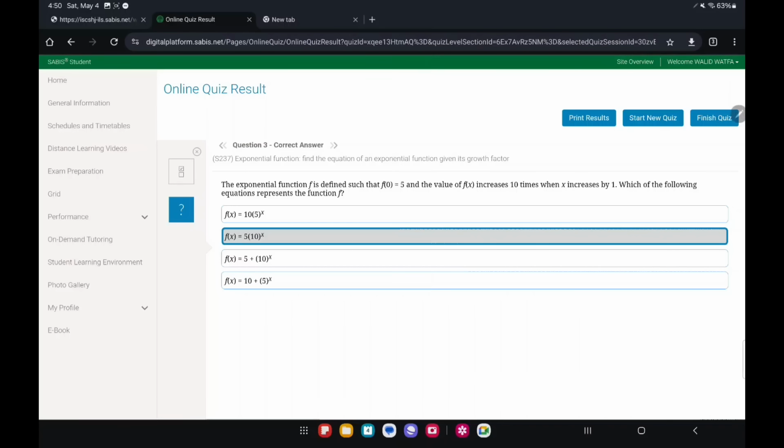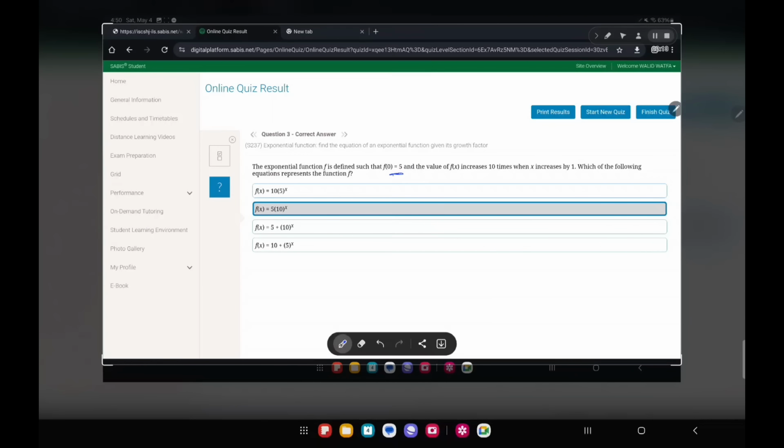The exponential function f is defined such that f of 0 equals 5, and the value increases 10 times when x increases by 1. Which of the following represents the formula? What was our formula? We said I times 1 plus r over 100 to the power of x. You're going to tell me, Waleed, what's the rate here if it's 10 times? If you want, instead of all of this, you can just put 10.